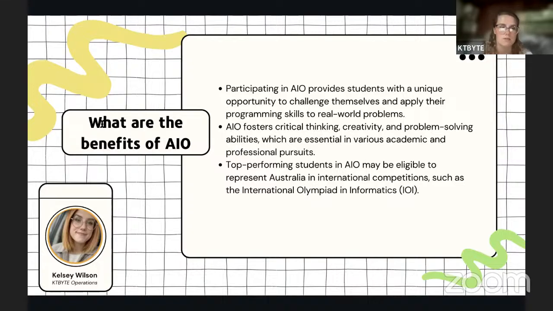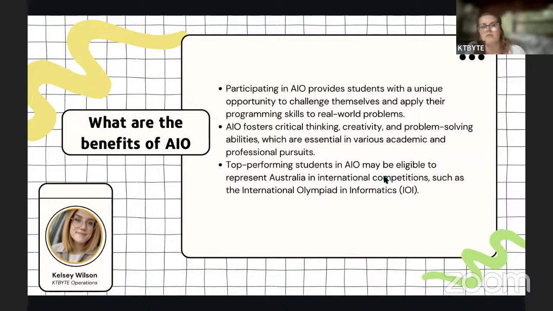And then I'll answer the next question a little bit later. The question is, is AIO a team event or an individual competition? I'll answer that a little bit later when we talk a little bit more about what kinds of competitions are similar to the AIO.